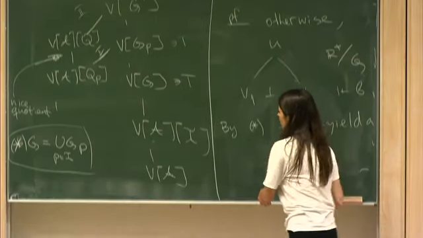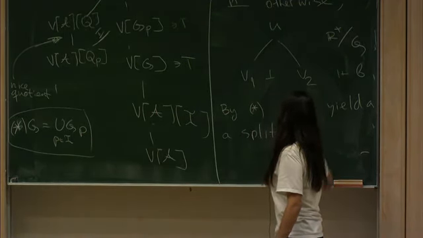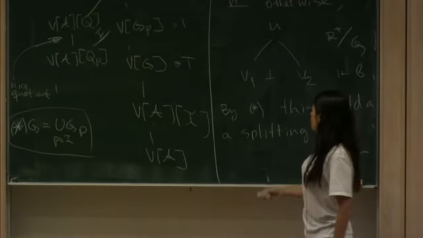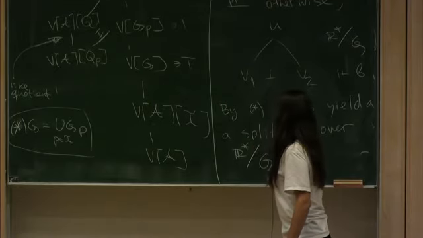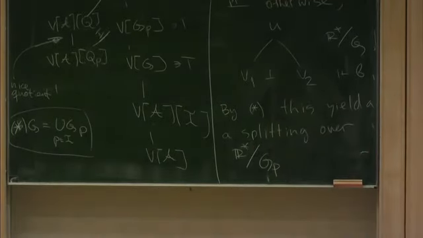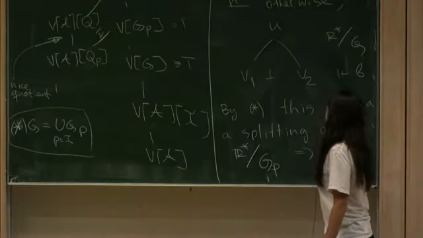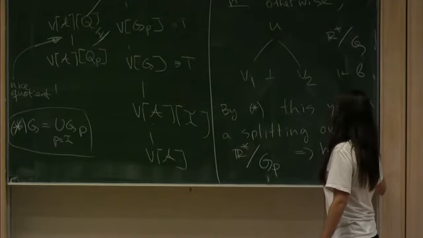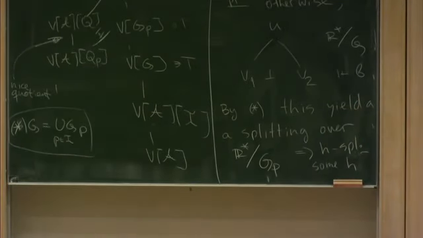a splitting over R star mod G_P for some P. And that yields an H splitting, for some H, and you can extend H by density, so that star of H, dagger of H holds. But we're supposed to be above alpha_H, and you get your contradiction.